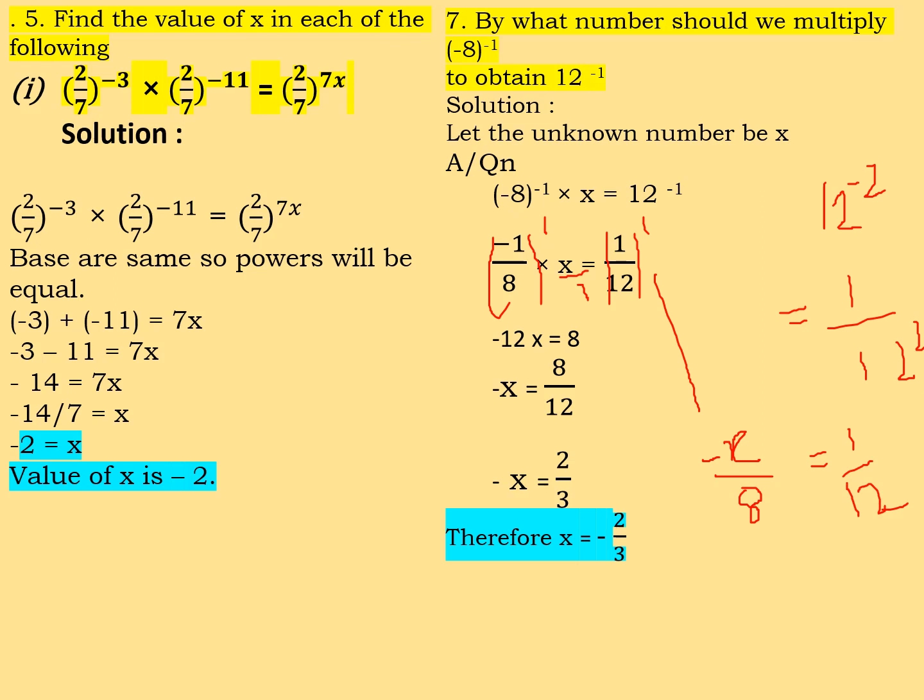Minus 12x is equal to 8, then minus x is equal to, sorry, not minus 8, it will be a plus 8 by 12. So that will be 2 by 3. Now minus x is 2 by 3, so x will be equal to minus 2 by 3. Fine.